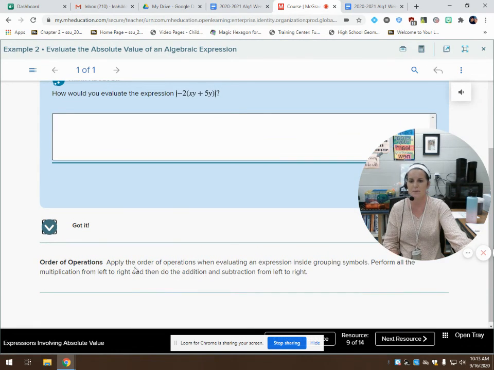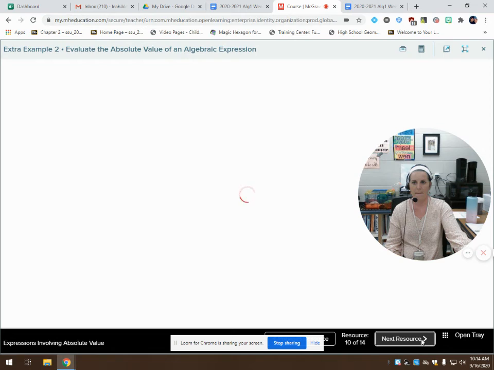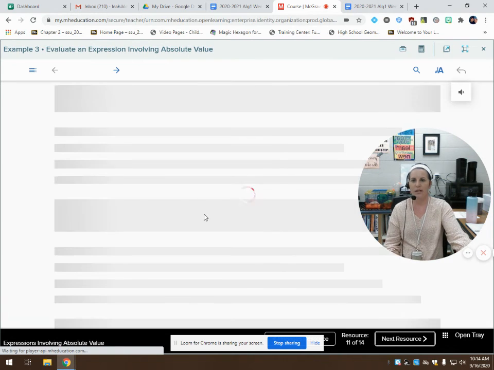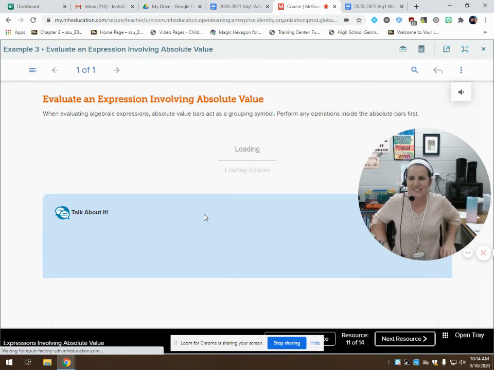Another study tip. Apply order of operations. Always perform all the multiplication from left to right and then do the addition and subtraction, whichever comes first from left to right. Example 3, we're just buzzing right along with this lesson.